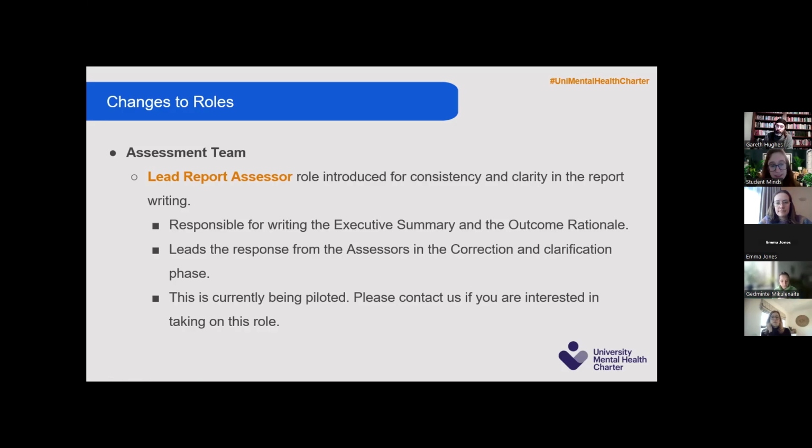This is currently being piloted, and for the next batch we will be able to update our guidance on this. Currently we are assigning lead report assessors based on experience, if you've done an assessment before. But if you're interested in this role, please do contact us, and we can have a talk about it.